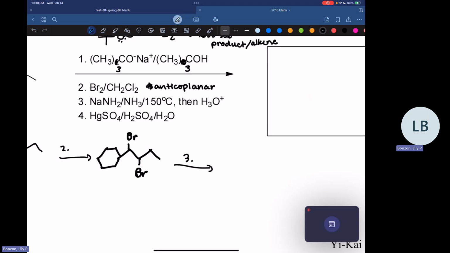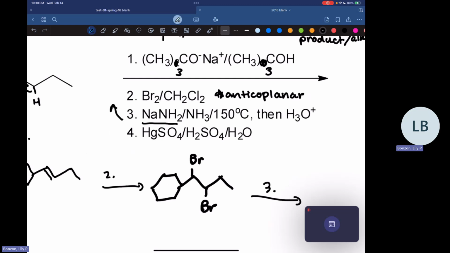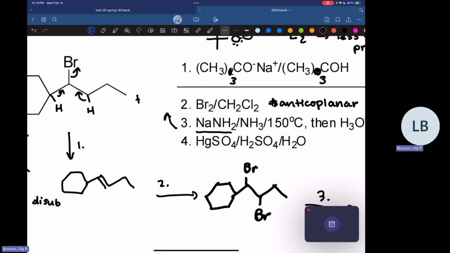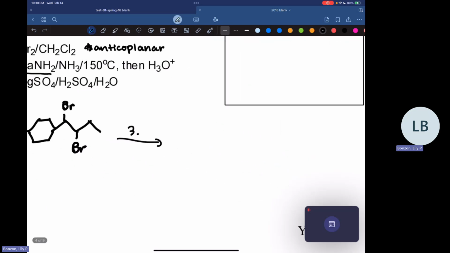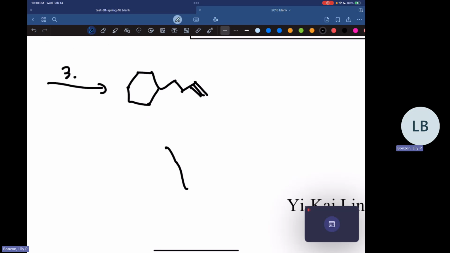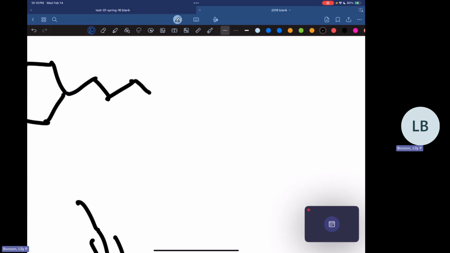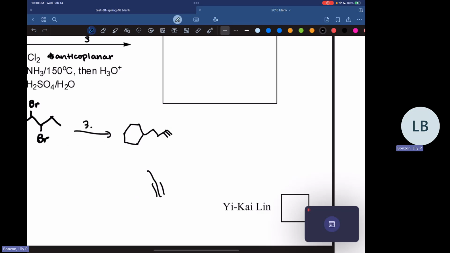All right, we've got NaNH2, NH3, 150°C, and then H3O+. So NaNH2 is one of our alkyne forming reagents, and this one specifically is going to give us a terminal alkyne. The other one that you might get would be NaOH. That one would be an internal alkyne. Since we're given the terminal alkyne reagent, though, we're going to go ahead and make that alkyne on the end of our carbon chain. You could draw it like that, or if you want, you can draw it in this kind of formation. I'll make it a little bit more clear that that's the triple bond on the end. I don't know if that's better.